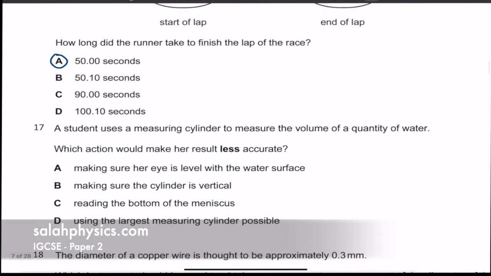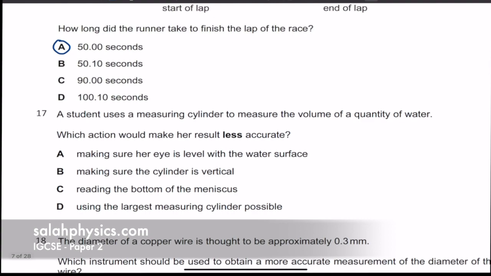In question 17, she uses a measuring cylinder to measure the volume of a quantity of water. Which action would make her results less accurate? Making sure her eye is level with the water surface. This is correct, so I will not choose it. Making sure that the cylinder is vertical. This is also correct, so I will not choose it. Reading the bottom of the meniscus. This is correct, so that's why I will not choose it.